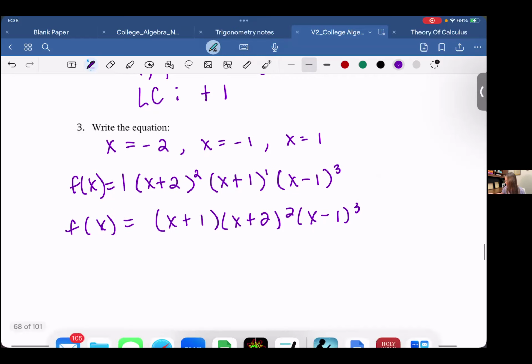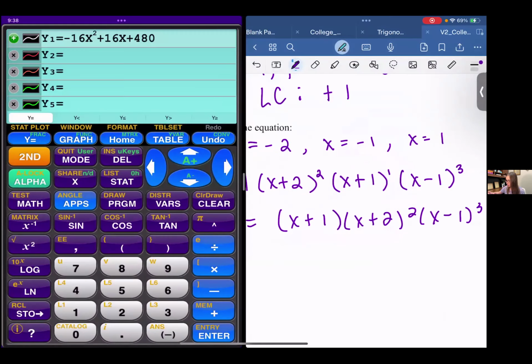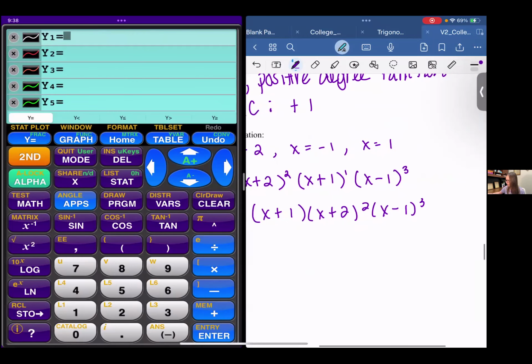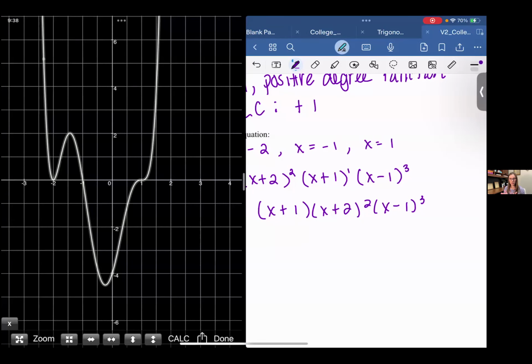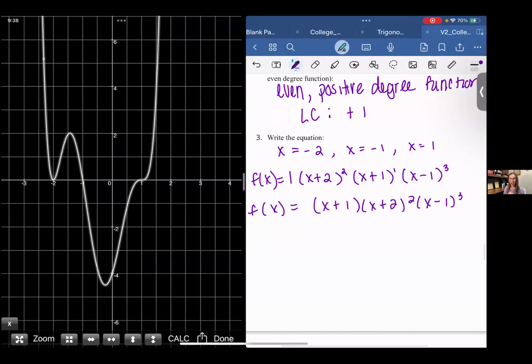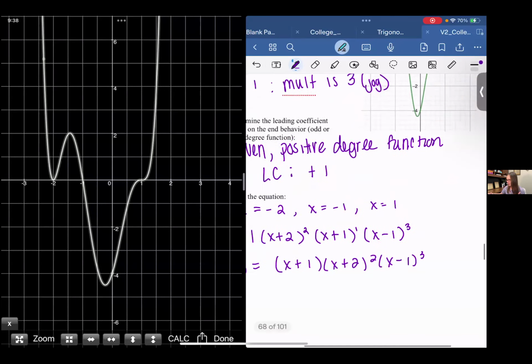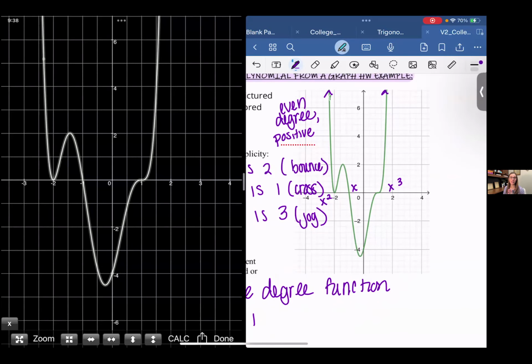And then I would recommend to check it and make sure it actually matches your graph, to just check your answer. So when I went to y equals, I typed in my function and I went to graph. Look at that. Hold on, I'll show you. Look at that. Looks just like it. So I know I've done it correct. So that's all you have to do to write the equation of a polynomial when given a graph.